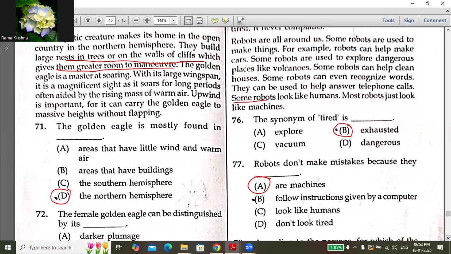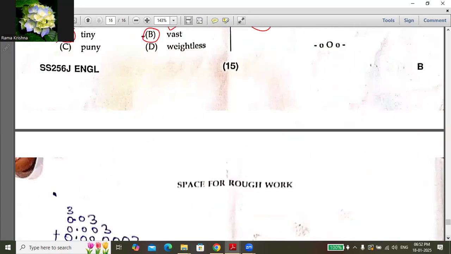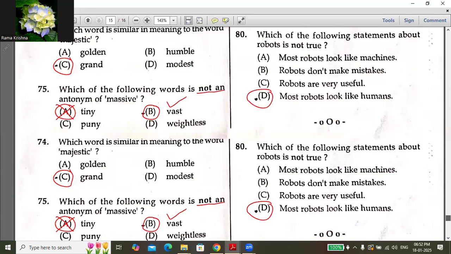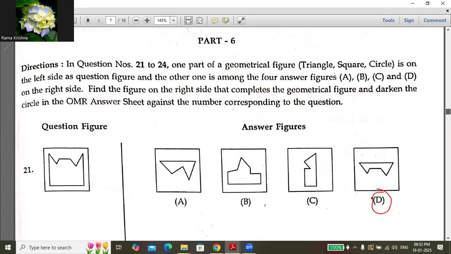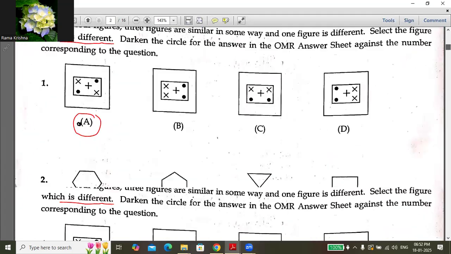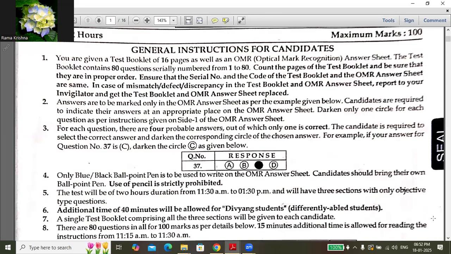So with this, the discussion of this paper is at an end. Once again, I hope the paper was very easy. I hope many kids have written it nicely. We will see how the result goes.